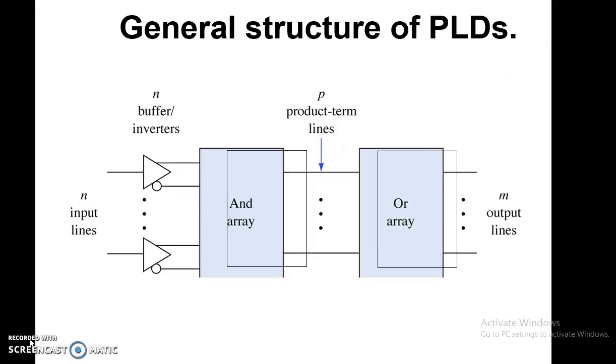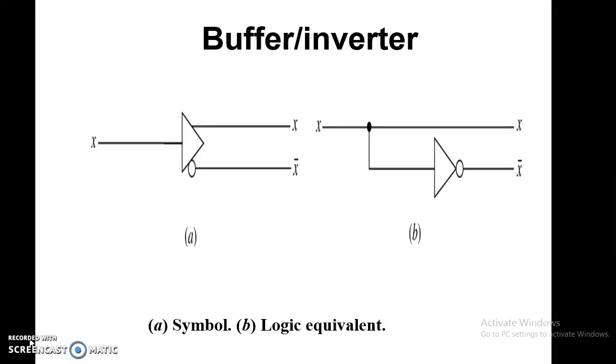This is the general structure of PLDs. We have n input lines, an AND array, and another one, an OR array. We have m output lines. P is the product term lines and N is buffers or inverters. For the buffer, X is the input and X bar is the output. This is the logic symbol of buffer or inverters.